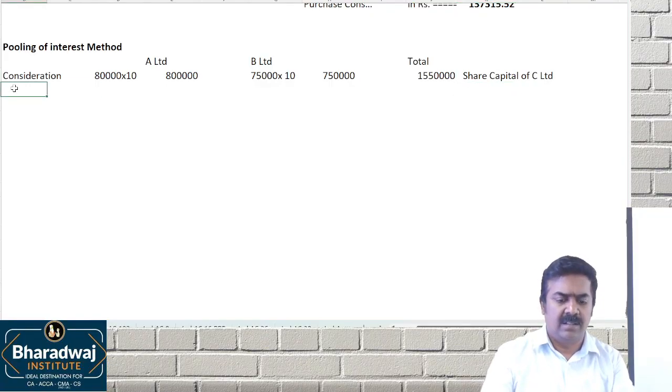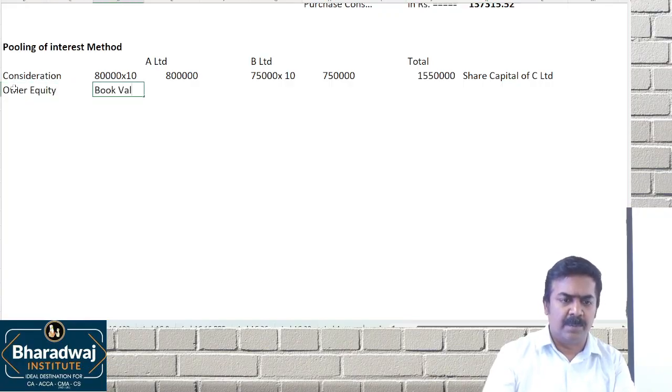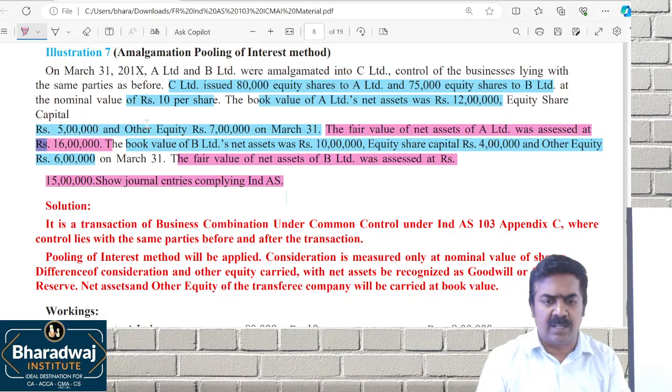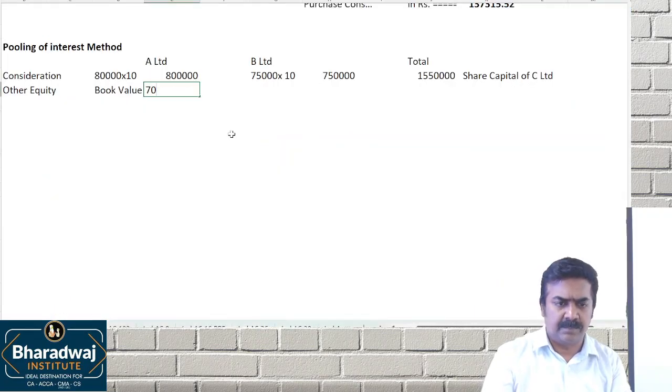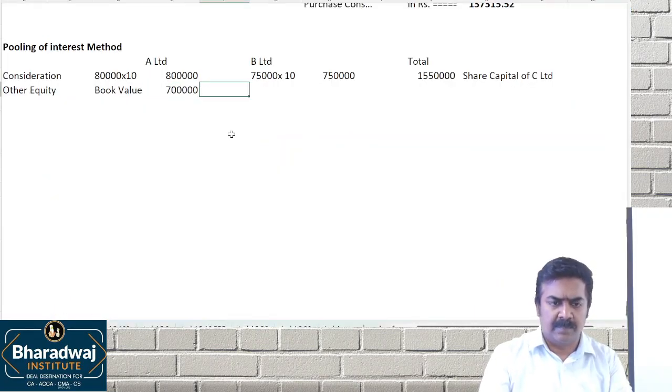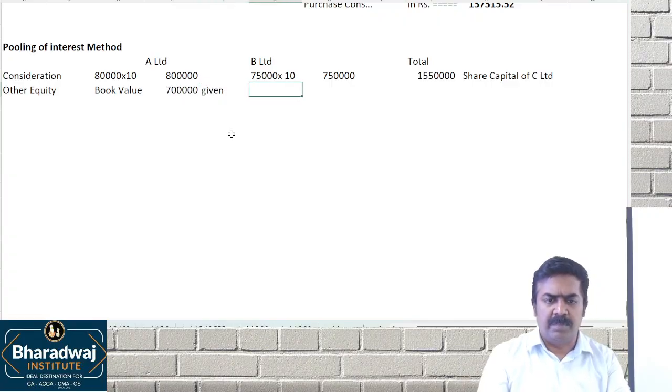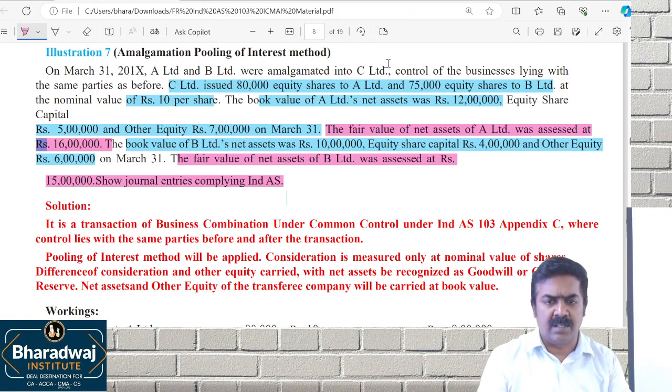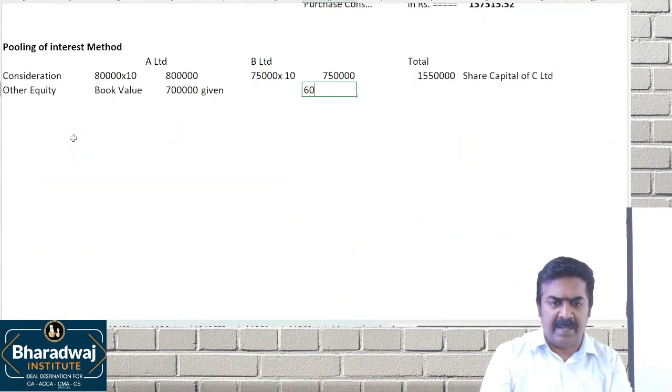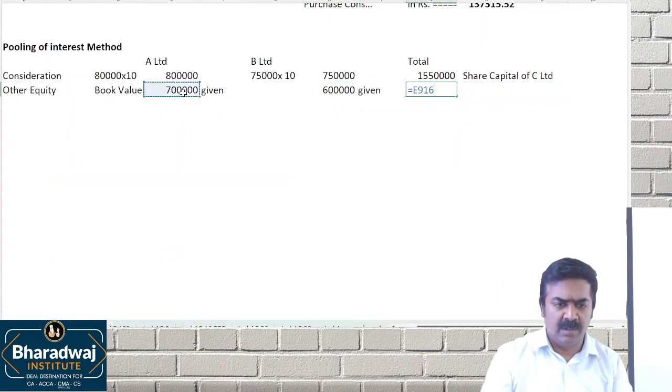Then other equity will be maintained at book value. For both the companies, we will take it at what value? Other equity means reserves and surplus. How much other equity is given? A Limited 7 lakhs. For B Limited, what is given in the question? Other equity 6 lakhs. That will be maintained at book value. Whatever is given, it will be maintained at what value? Book value.